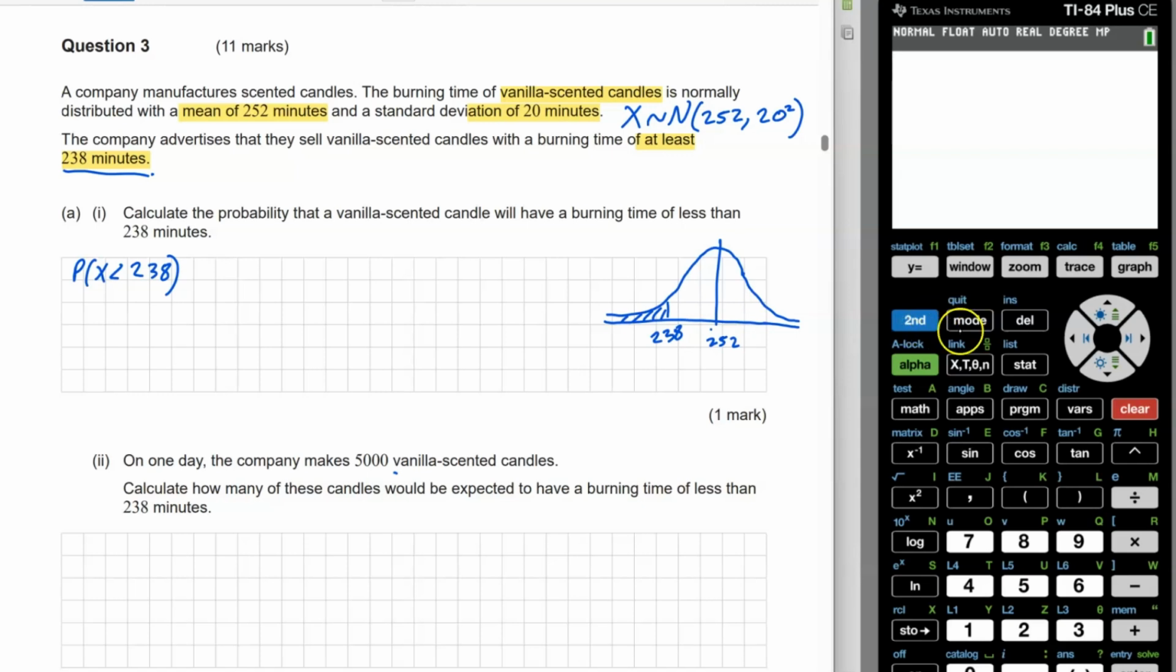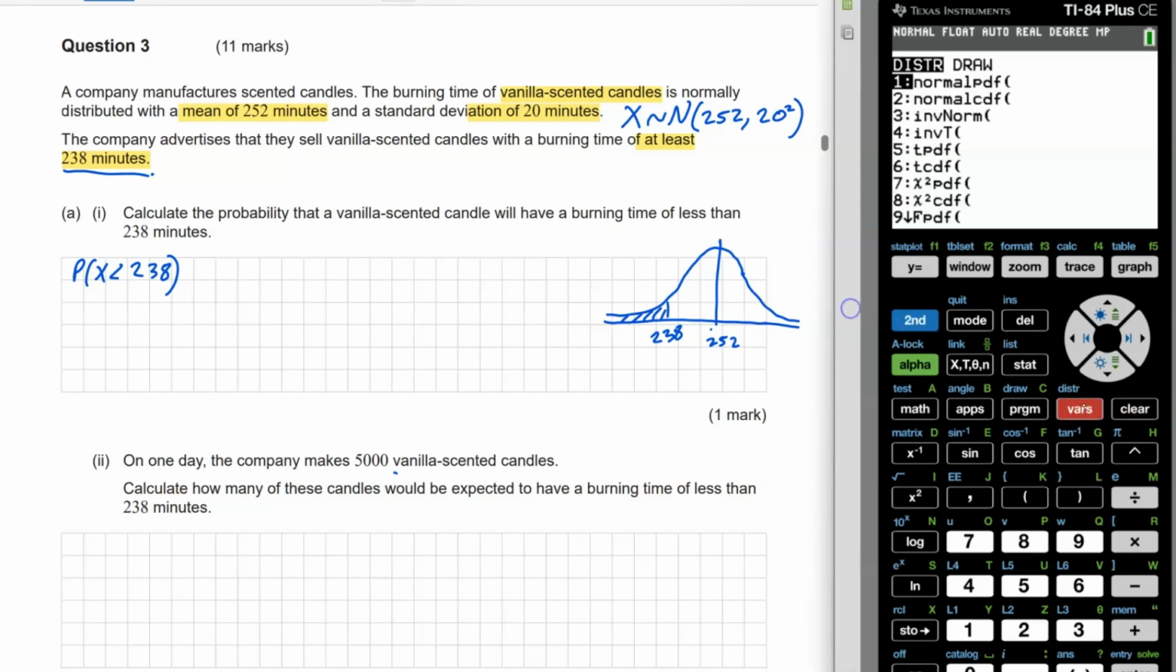So we want to go to distribution, so we're going to go second function. We're going to use a normal CDF, so number 2. I'm going to have a lower bound of negative E99, so that's saying there is essentially no lower bound. Our upper bound is going to be that 238 minutes. We have 252 as our mean, and then we have 20 as our standard deviation. Okay, we press enter, and we get 24%.